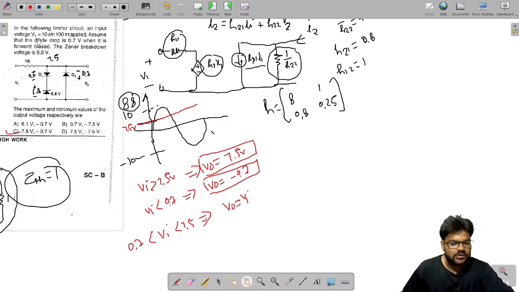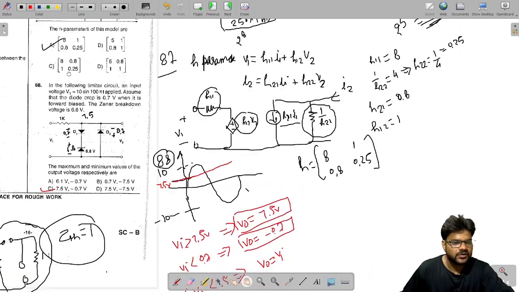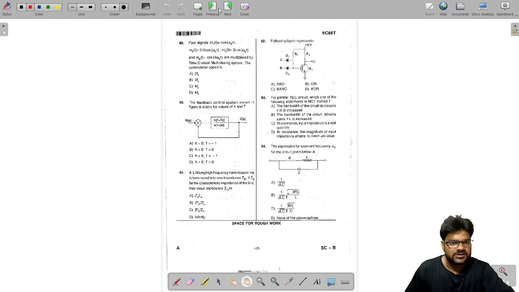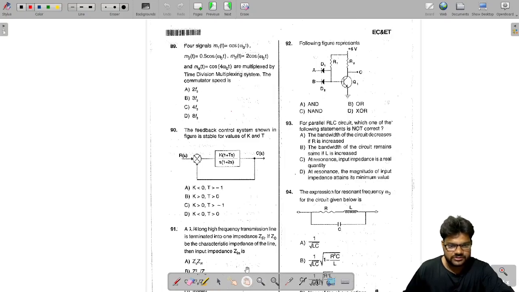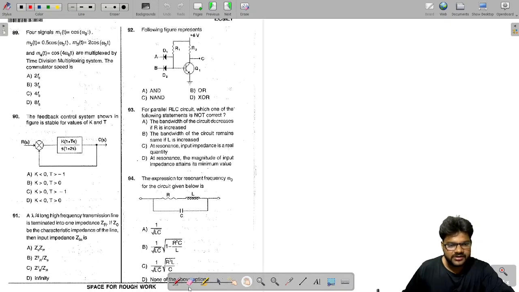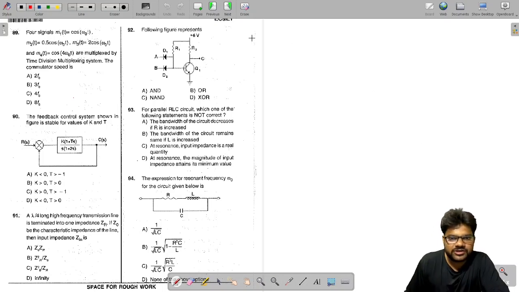Now let us go to the next questions. Okay, 88 is done. Now let's go to the next page. So let us do question number 89. This question is from communication systems. Four signals, M1, M2, M3 and M4, are multiplexed. This question is from TDM, time division multiplexing. These four signals are multiplexed by a time division multiplexing system.